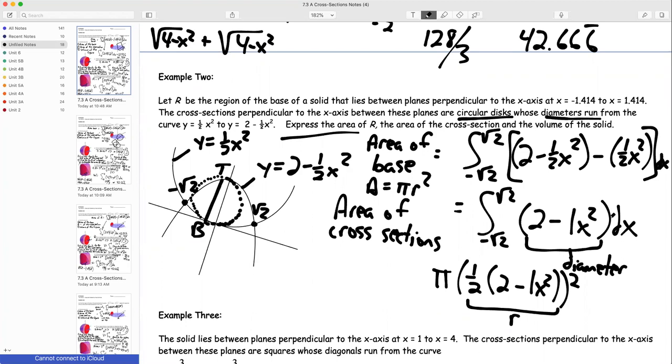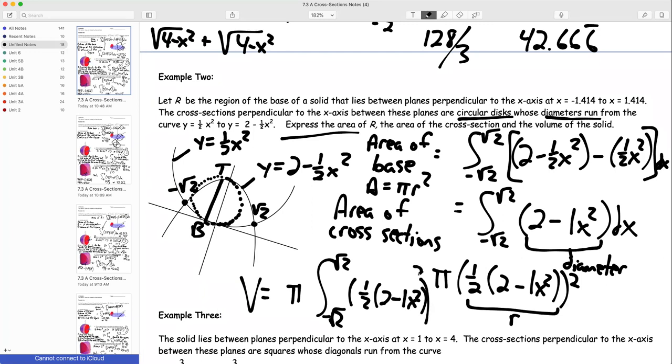And so the last thing that they wanted me to do is to find the volume. And so now I'm going to integrate that expression from negative square root of 2 to positive square root of 2. Okay? I can move the pi out. And then I've got 1/2, 2 minus 1x squared, squared.